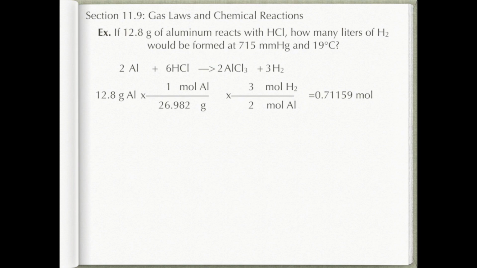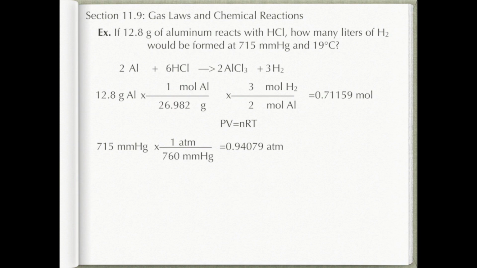So now I have my moles of hydrogen gas, I know the pressure of my hydrogen gas, and I know the temperature of my hydrogen gas. What I can do now is use PV equals nRT and solve for the liters of hydrogen. The only issue is because I have 715 millimeters of mercury, I first have to convert that. I'm going to take that, put atmospheres on top, millimeters of mercury on bottom. When I divide, I get 0.94079 atmospheres, and now I can use that pressure in my ideal gas law. So it's going to be 0.94079 times my volume.